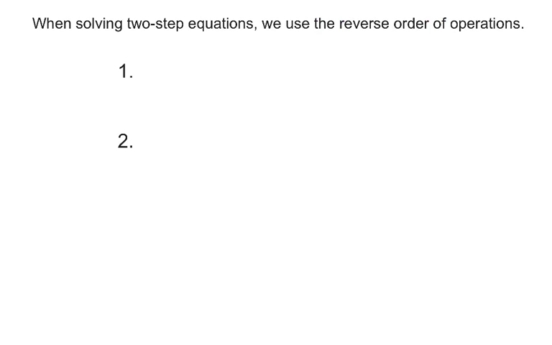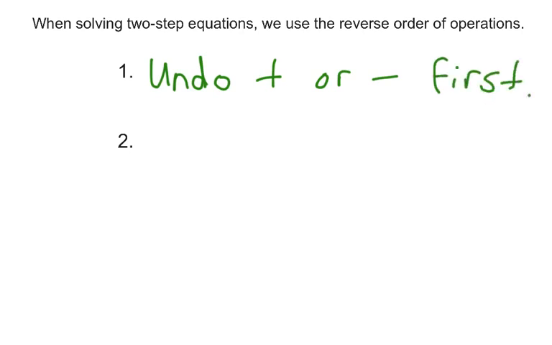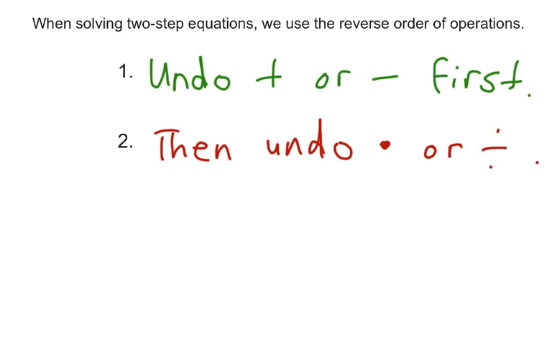The other thing that we have to remember when solving two-step equations is that we use the reverse order of operations. Because when we're solving an equation, we're working backwards, so therefore we do the order of operations in reverse. This means that we undo addition or subtraction first, and then we undo multiplication or division. So just take a moment, add this to your notebook. Again, remember to pause me and then just press play when you're ready to continue.